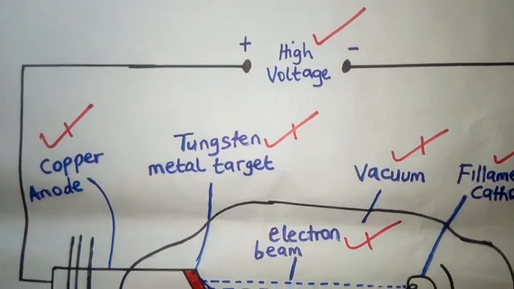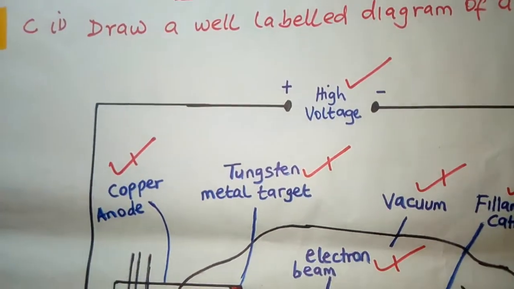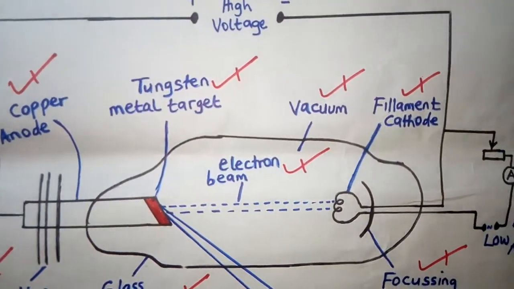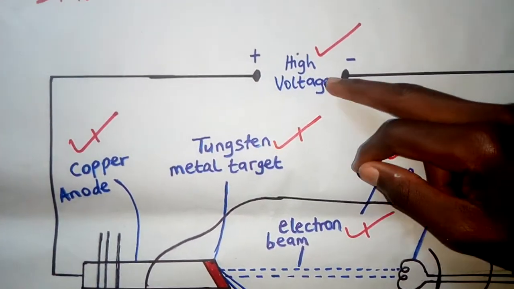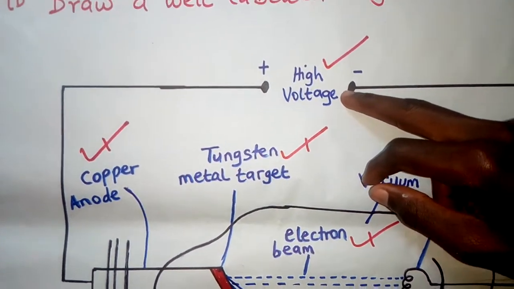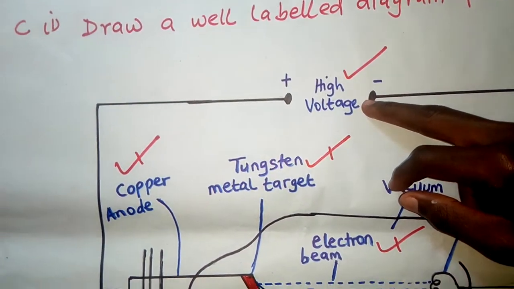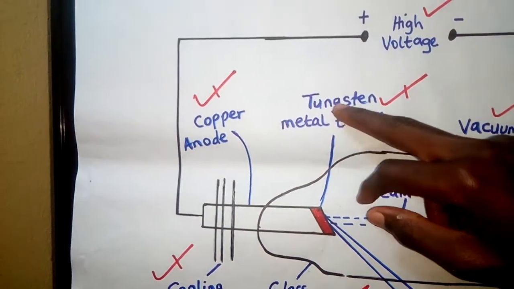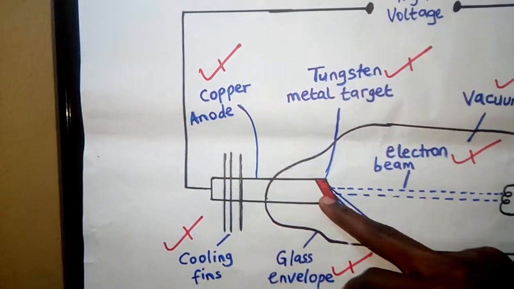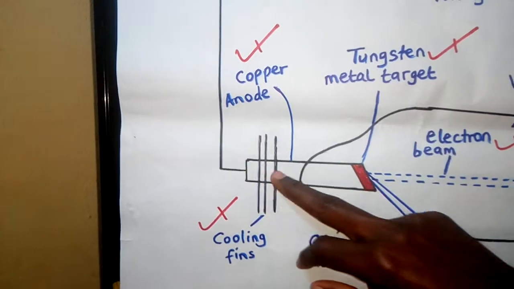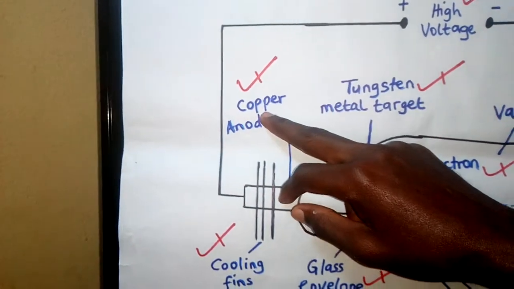Now let's look at the X-ray tube. So the X-ray tube looks like this. You see, here you have a high voltage. Then here you have the tungsten metal target. Actually, the whole of this is called the anode. The whole of this is made out of copper, so we call it the copper anode.